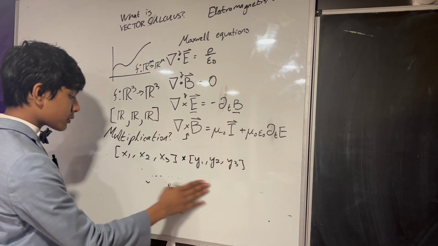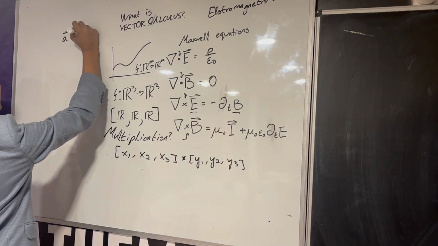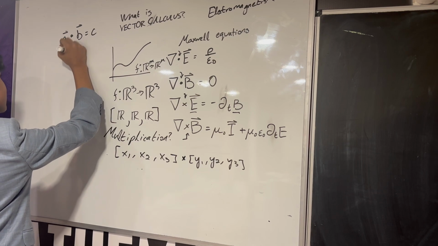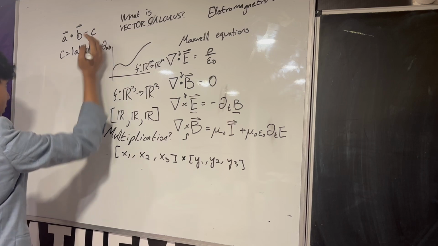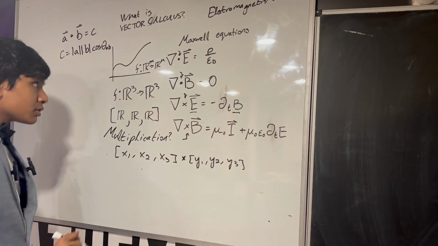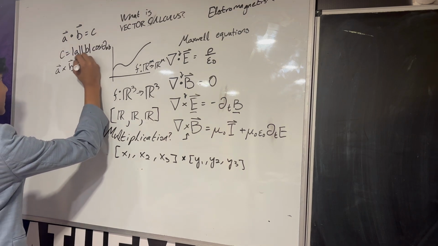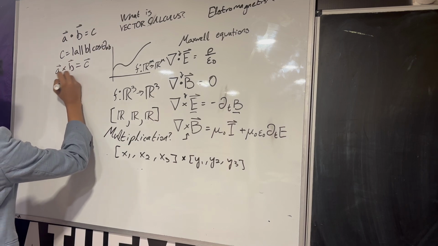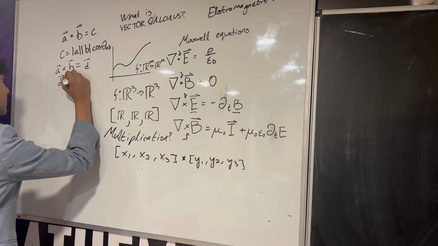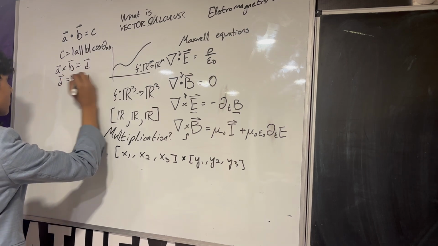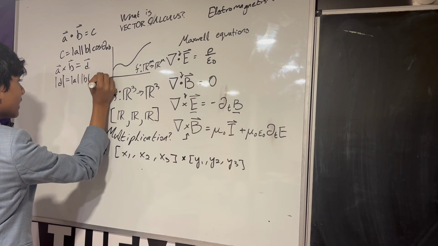Oh, and one nice property is that if the dot product of two vectors A and B is equal to C, then C is equal to the magnitude of those two multiplied by the cosine of the angle between them. And similarly, if A cross B is some vector D, actually I'm going to use D for no confusion, then the magnitude of D will be the magnitude of A, magnitude of B, sine theta AB.